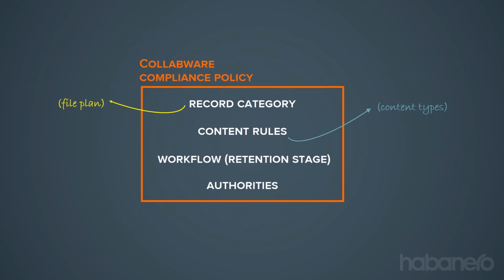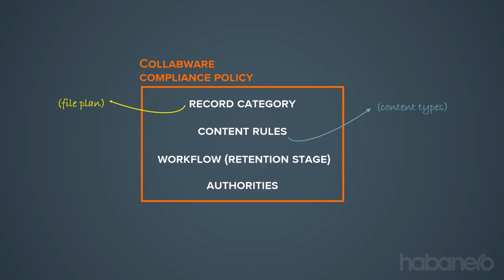Just to describe a little bit further, in Collabware, this is all associated through the notion of a compliance policy. And a compliance policy connects these four items: the record category, the content rule, which links back to the content types, of course, workflow, which was previously called retention stage in the previous versions of Collabware, and then the notion of authorities. Authorities actually aren't a functional piece of capability within Collabware. It's really just a footnote almost to show which authorities a particular compliance policy links to.